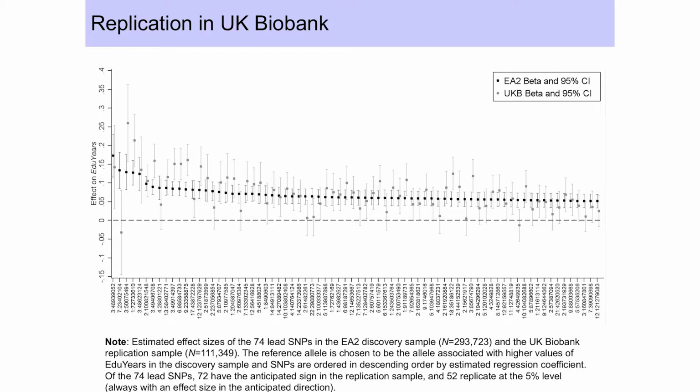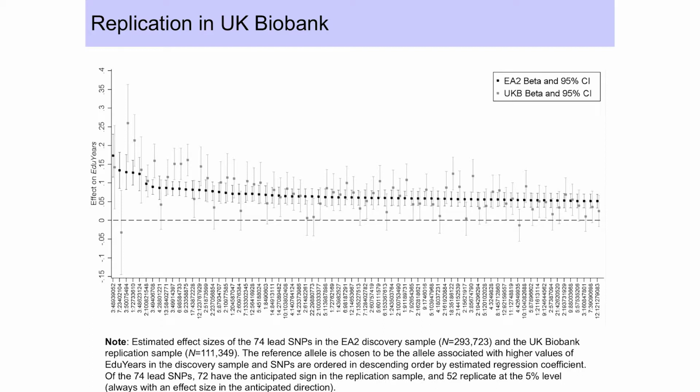In that paper, so this was 2016, in Nature we also had a replication sample. This was basically when the UK Biobank was released, the first batch of it, which was just a little bit more than 100,000 people. So we could use the UK Biobank as a replication sample. For our 74 genome-wide significant markers, we're plotting here the effect sizes in terms of years of schooling in the discovery sample. These are the black dots. And we're plotting them against the effect sizes that are estimated in the replication sample. These are the gray dots. And the bars around them are the 95% confidence intervals.